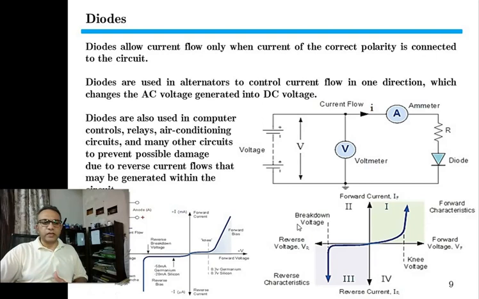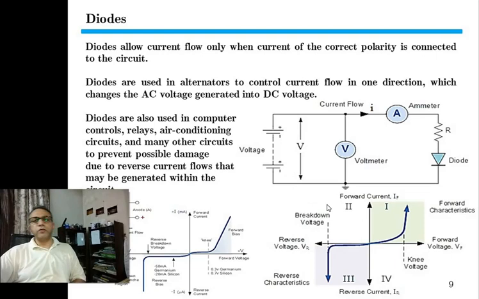So therefore, in the first quadrant it is written forward characteristics, that is forward bias characteristics, and in the third quadrant it is written reverse characteristics or reverse bias characteristics. Now, to forward bias the diode, we have to supply an external voltage greater than the depletion region voltage. That is, in the case of silicon it is 0.7 volt, and in the case of germanium diode it is 0.3 volts.